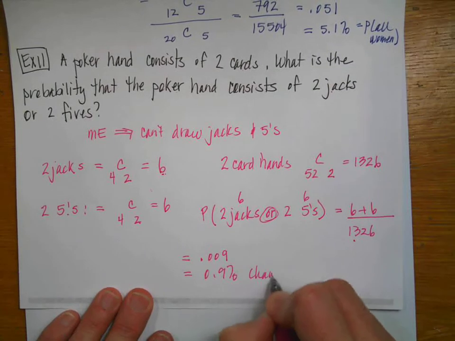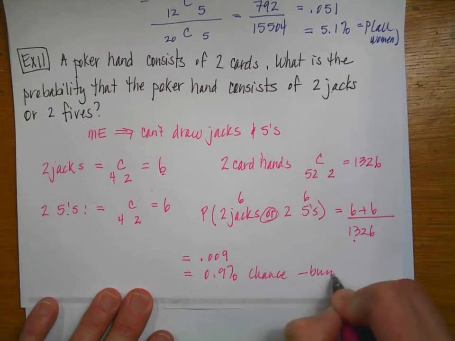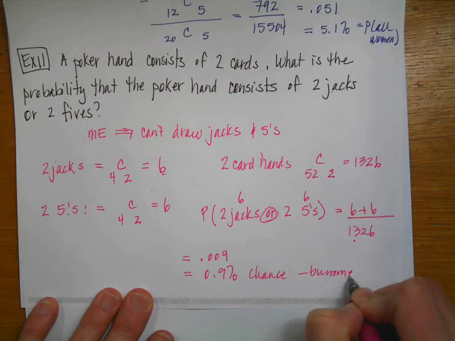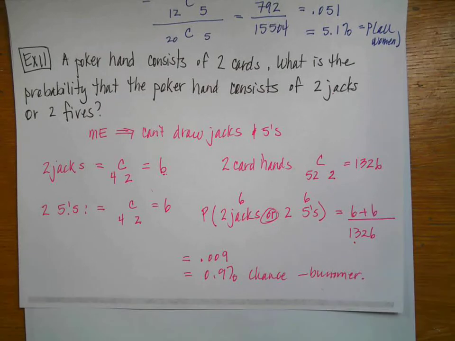0.009. So this means that I have, let me scoot my paper up, a 0.9% chance. And I'm just going to say, oops, that's a bummer, because that means that it's not going to happen.